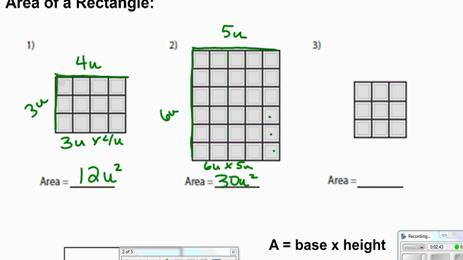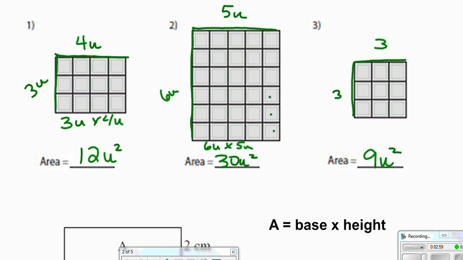Or the last example, I hope you recognize that it is a square. It is 3 by 3. So you get 9 units squared, and reminder, 9 was one of our perfect squares. I hope you remember that. And so that was where we started out.